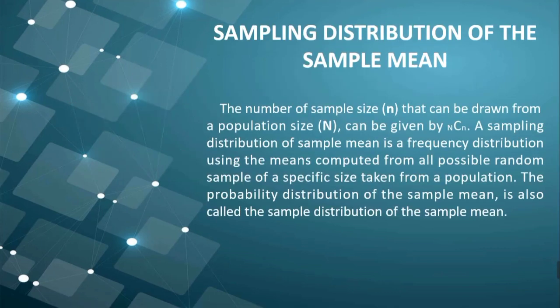To sum it up, the number of samples that can be drawn from a population can be given by the formula NCn, the number of combinations of the sample size from the population. A sampling distribution of the sample mean is a frequency distribution using the means computed from all possible random samples of a specific size taken from a population. The probability distribution of the sample mean is also called the sampling distribution of the sample mean.